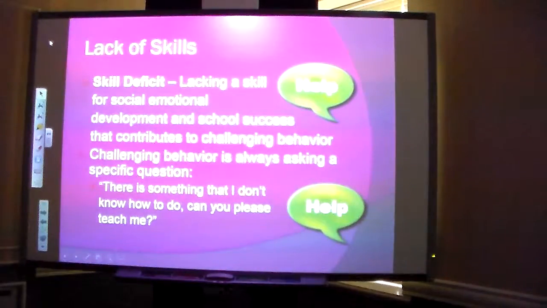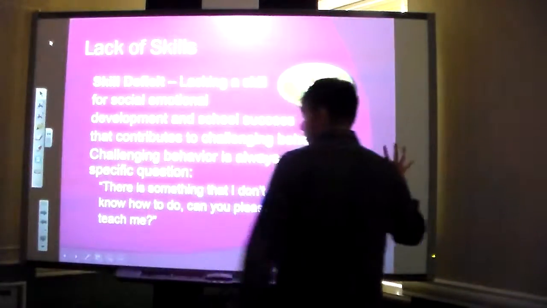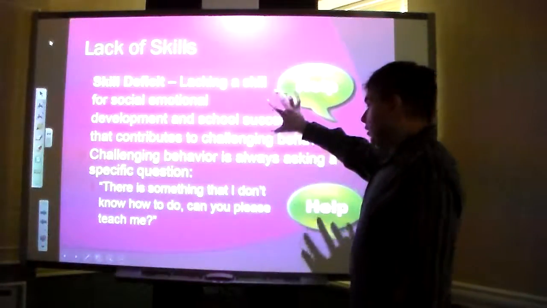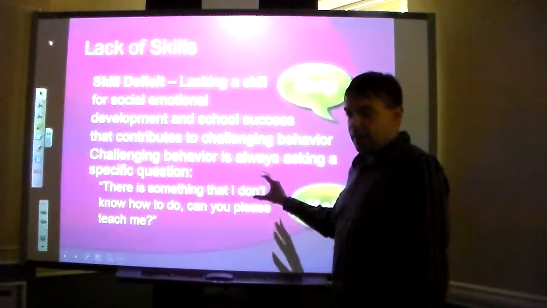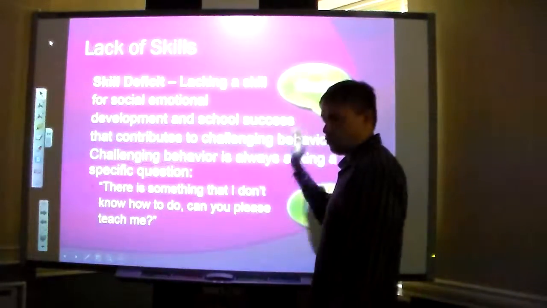So some children have skill deficits, and that means that they aren't socially or emotionally developmentally ready. If you can get a child to ask how to do something and they can ask you to teach it, that's one of the best ways for them to be better socially and emotionally.